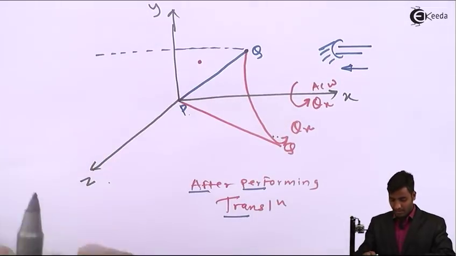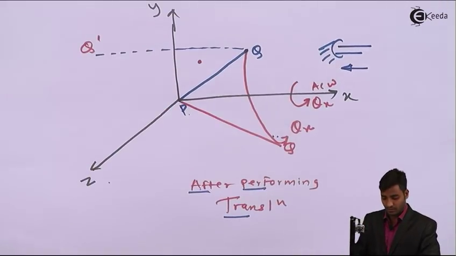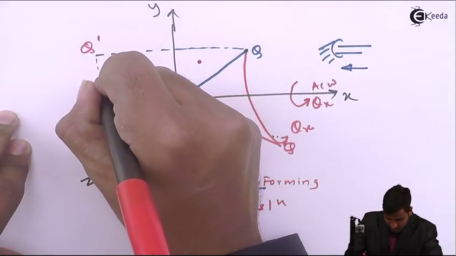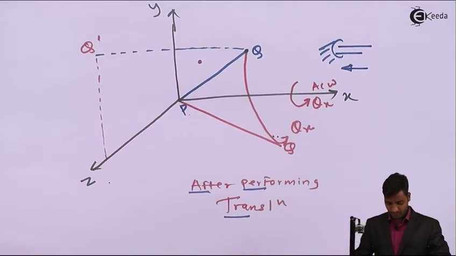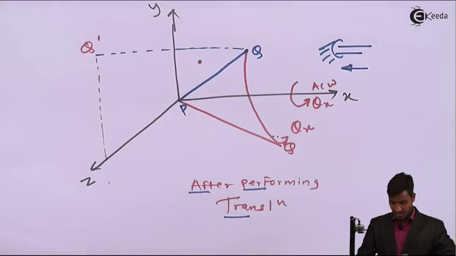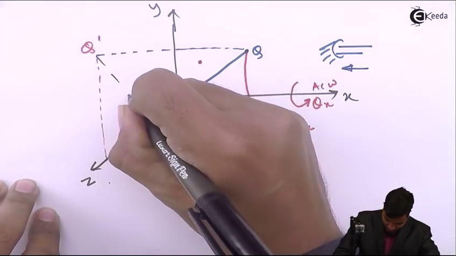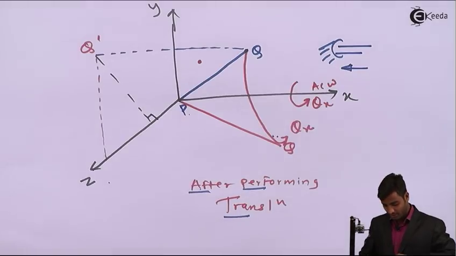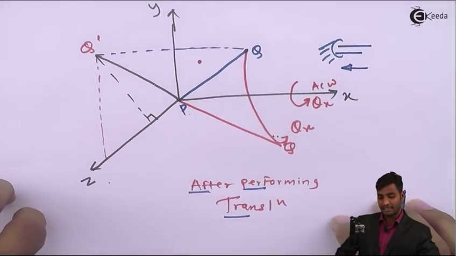So this will be the shadow. I will name it as Q dash, and now I will drop this Q dash on Z axis, and now I will draw a perpendicular on Z axis, and I will join PQ and P and Q dash.